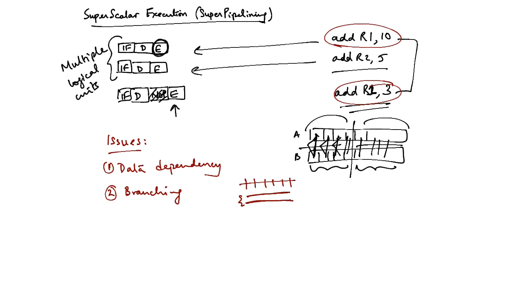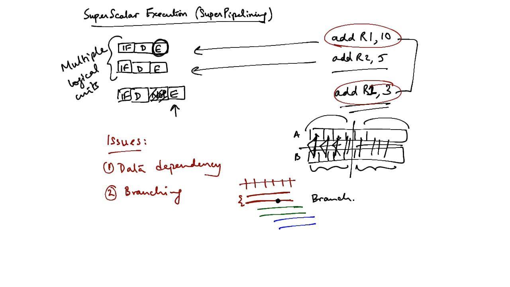So this is superpipelining, and then in the next cycle we issued 2 more instructions, and in the next cycle we issued 2 more instructions, and at some point what we realize is that this particular instruction, let's say, was a branch instruction. When you decode that instruction, you realize it's a branch instruction.